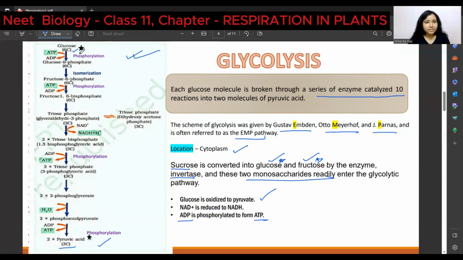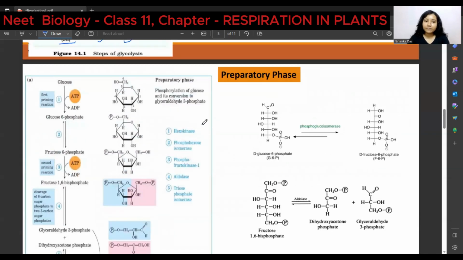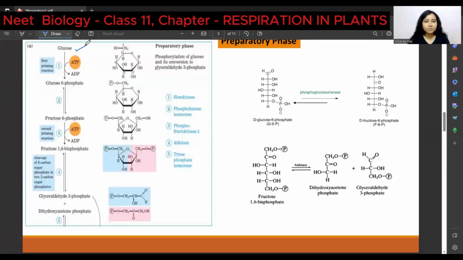Now, out of this, we will see that 1, 2, 3, 4, and 5 are part of the preparatory phase, and the rest are part of the payoff phase. So what are these phases? Let us come to it. In the preparatory phase, the glucose is going to form glucose 6-phosphate. That means phosphorylation is taking place.